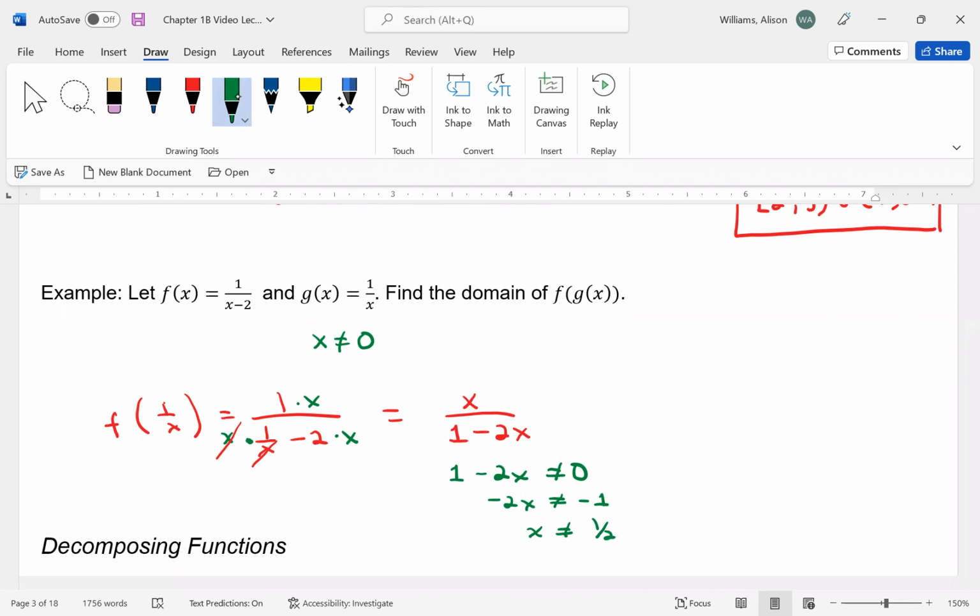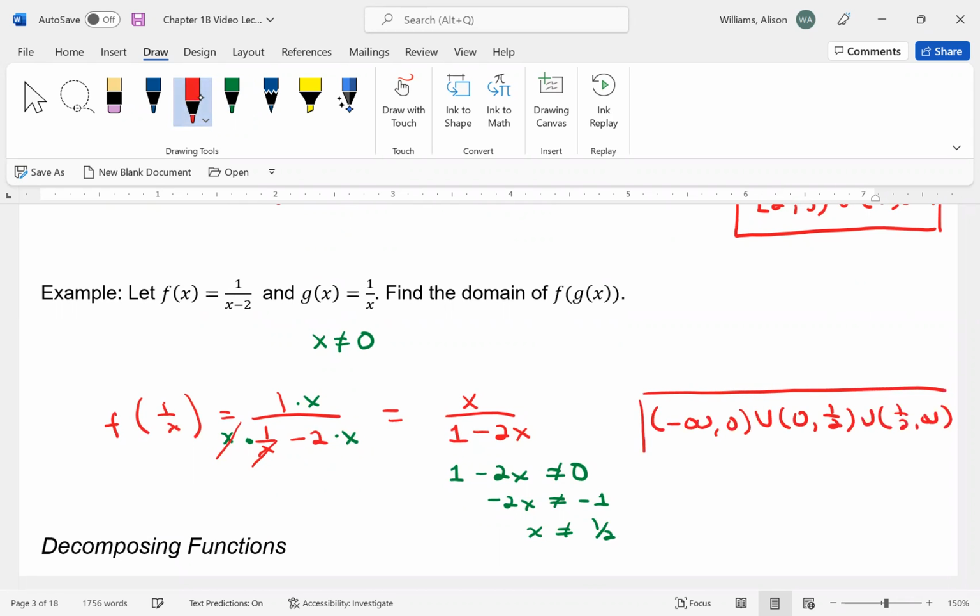Okay, so there's my two restrictions. It can't be equal to 1/2 or 0. It can be anything else. So it can go from negative infinity up to 0, then from 0 to 1/2, and then 1/2 to infinity. It can be anything but 0 and 1/2. So that's how we exclude those two numbers.